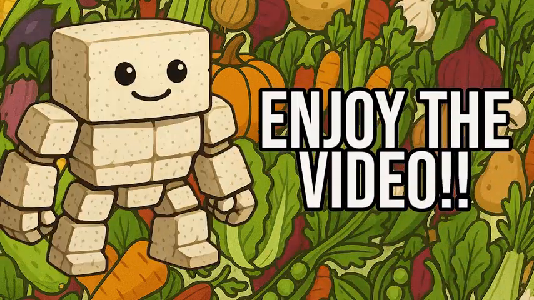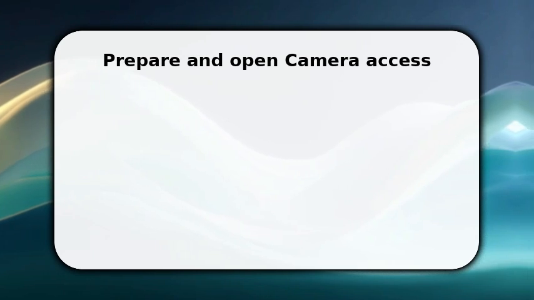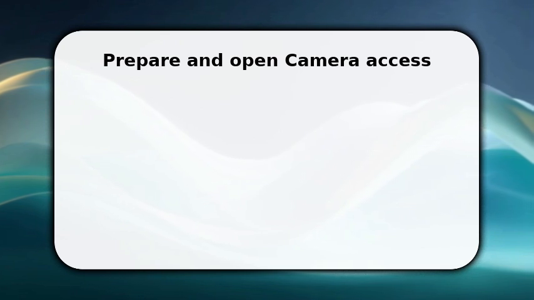Please enjoy the video. You begin by preparing the phone and opening app access. First, make sure your device has charge and the lens is unobstructed. This prevents delays. Next, go to Settings, then Apps, find Camera and tap Permissions.